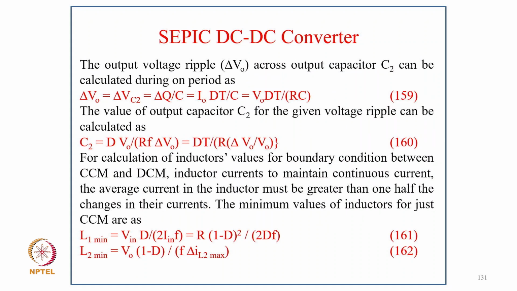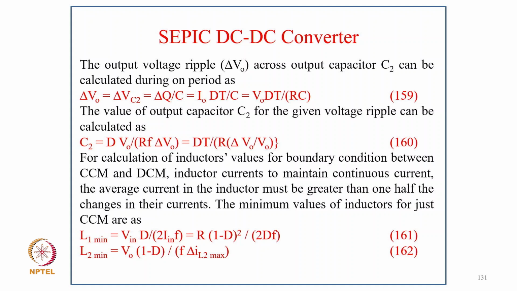The output voltage ripple, delta VC across the capacitor C2, can be calculated during the on period. So delta VO equals delta VC2 equals delta Q upon C, that is IO·DT upon C, or equal to VO·DT upon R·C. So the value of the output capacitor for a given voltage ripple can be calculated: C2 equals D·VO divided by R·f·delta VO, that is equal to D·T in brackets R·delta VO upon VO.